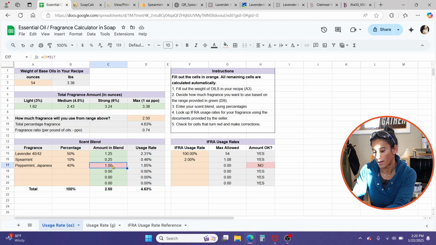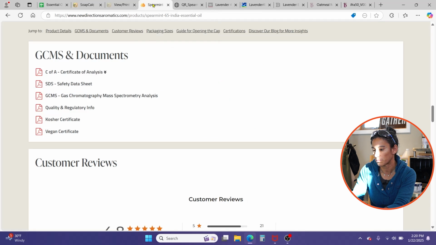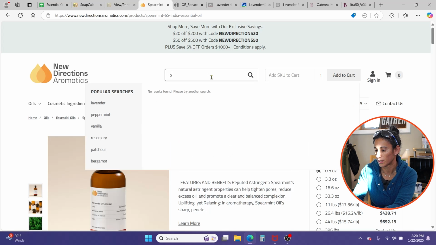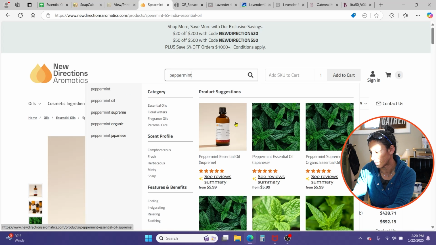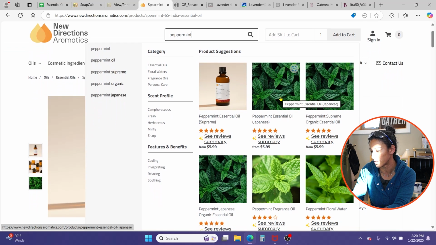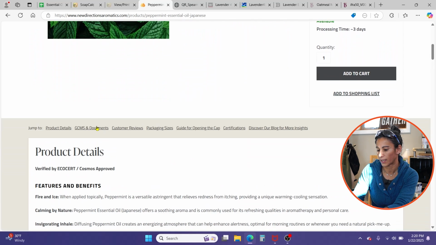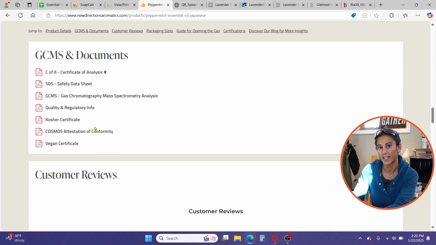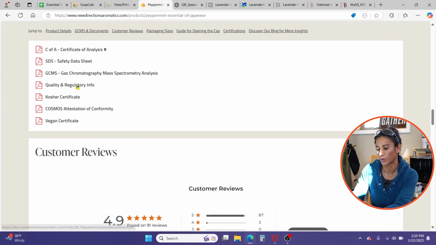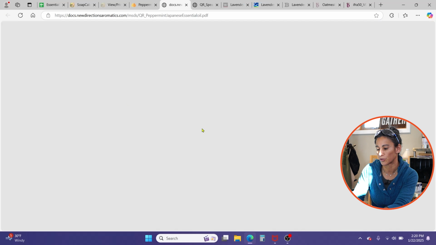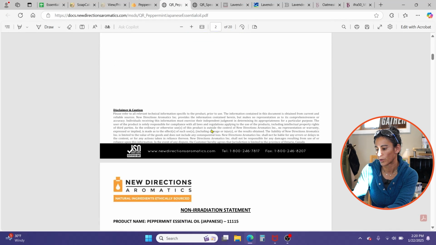So we've got 1 ounce of the Japanese peppermint in there. And the reason this is flagging right now is because I don't have a usage rate in there. So let's look up our Japanese peppermint. So I'm going to start typing peppermint, and there's peppermint supreme, and here's the Japanese variety. Again, probably can't show this too many times because it is important to know where this is. Quality and regulatory info. We're going to scroll down.